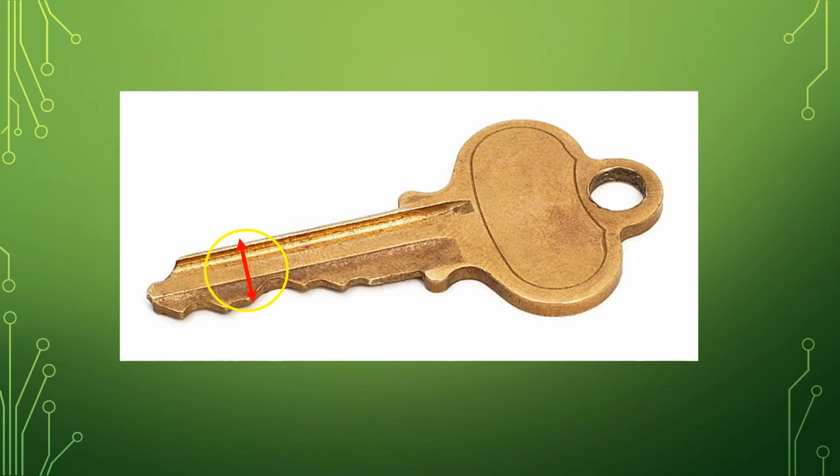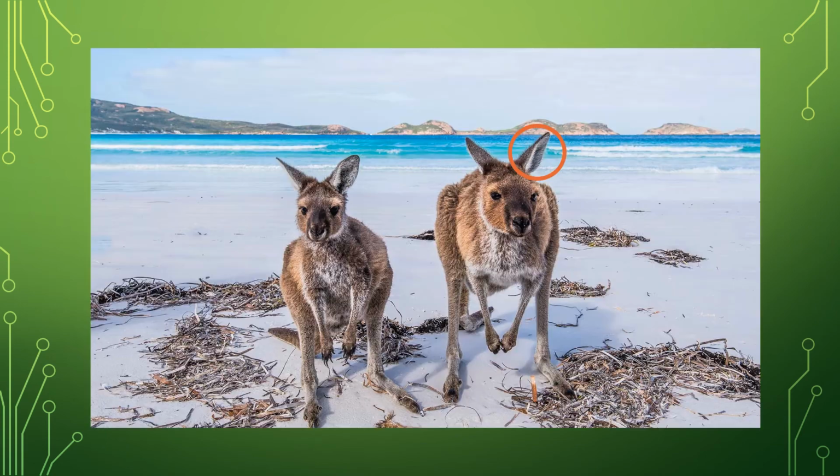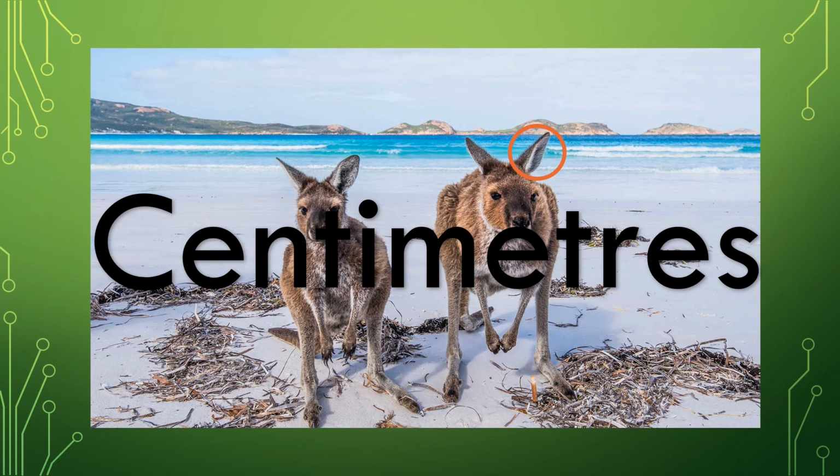What about the width of a key? So you can see in the yellow circle which bit I'm referring to. What unit of measurement would you use to measure that? Millimeters. What about the length of a kangaroo's ear? You can see it in the orange circle there. The length of a kangaroo's ear. That's right, centimeters. Great work.